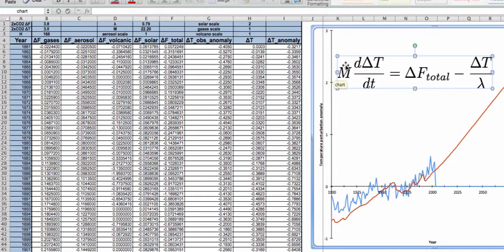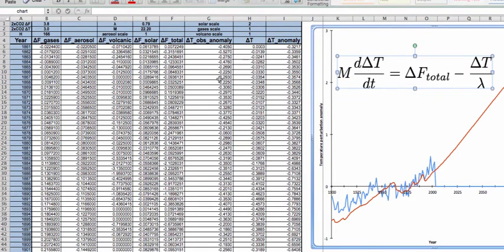M is the depth of the ocean times the density of the ocean times the heat capacity of water, and when you multiply that by the temperature change, you get the number of joules in a square meter in a year that you have to provide to get that temperature change.